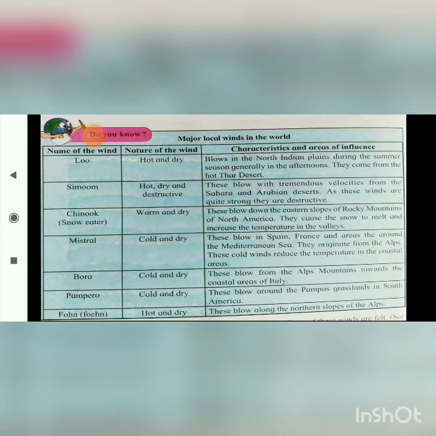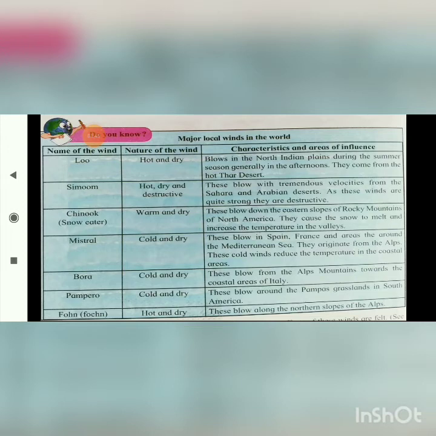Next is Bora. What is the nature of this wind? It is cold and dry. What are its characteristics? These blow from the Alps mountains towards the coastal areas of Italy. Next is Pamparo. What is the nature of this wind? It is cold and dry, and these blow around the Pampas grassland in South America.